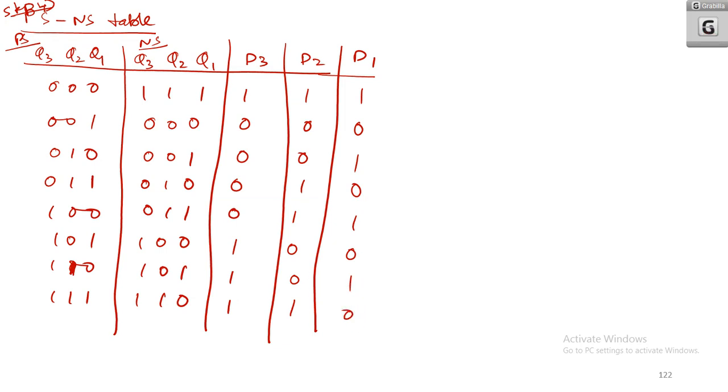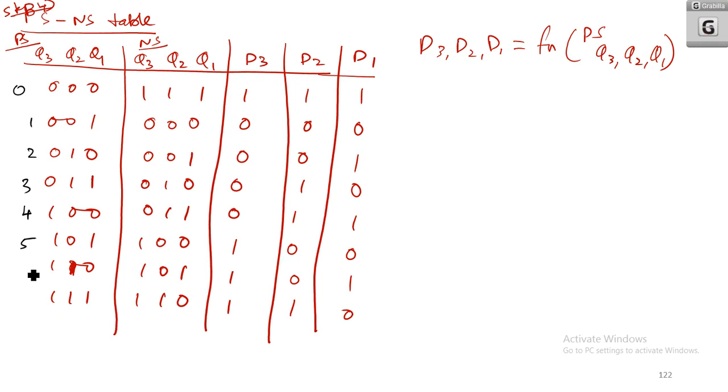Now I need to derive the expression for D3, D2 and D1 as a function of present state Q3, Q2, Q1. That is what is required. Now I am going to derive the expression of D3. So before that, let me put the decimal numbers. That is 0, 1, 2, 3, 4, 5, 6, and 7. So I am going to derive the expression for D3. So I am drawing a K-map here.